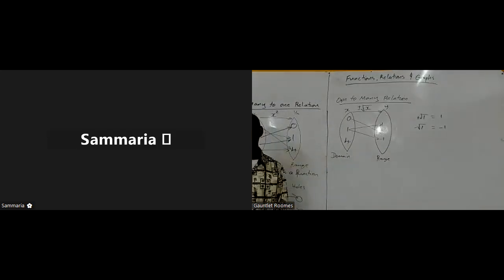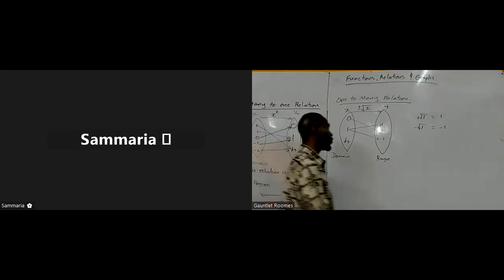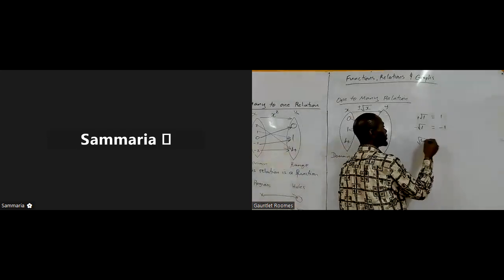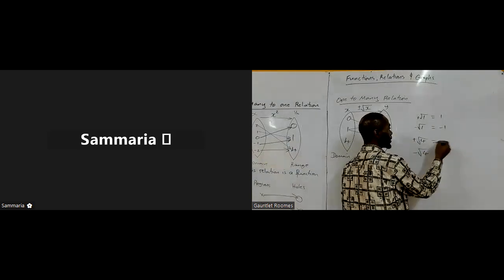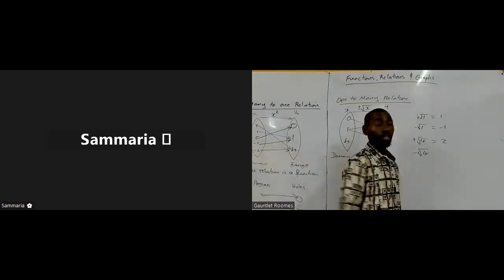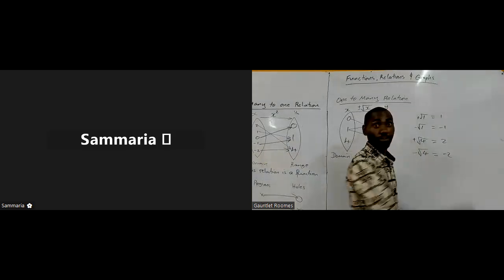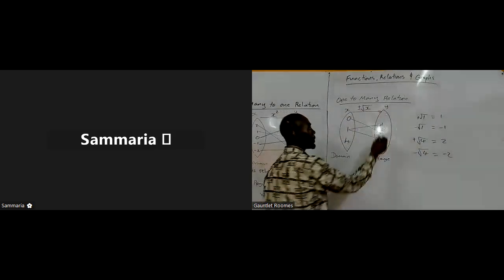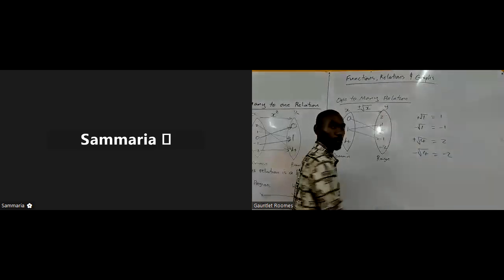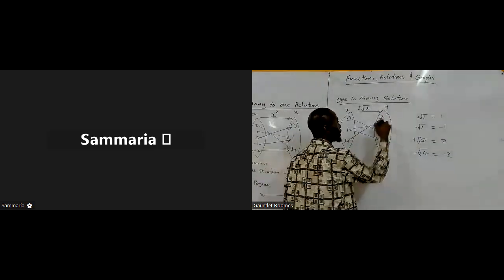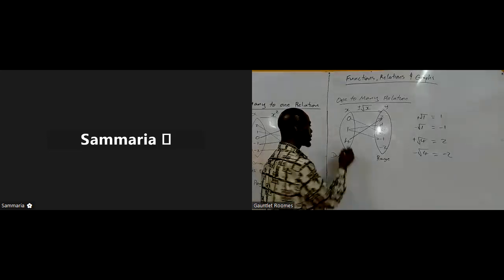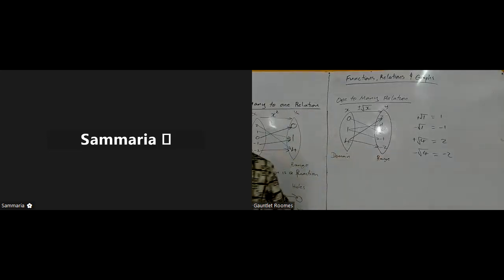What's happening there? Let's try it for 4. Take the positive square root of 4 and the negative square root of 4. This is going to give us a positive 2, and this is going to give us a negative 2. So we have a positive 2 and a negative 2. So basically 4 is going to map onto 2, but it's also going to map onto what? Onto negative 2.